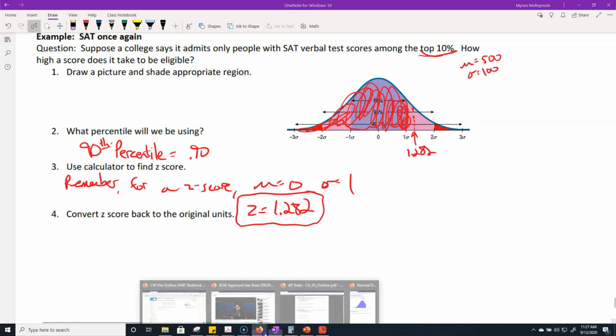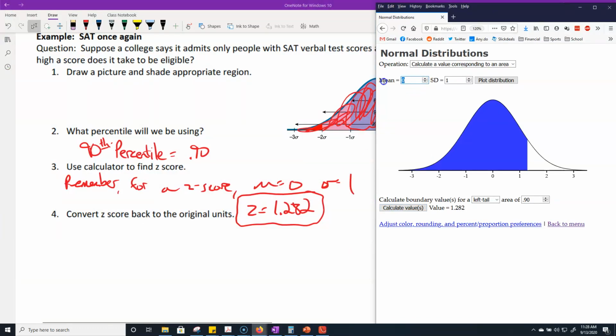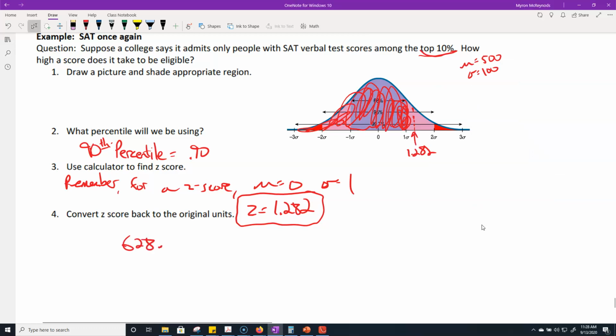Now, first we're going to do it in the calculator. So instead of doing 0, 1, where they give you the z-score, let's do it where the mean is 500 and the standard deviation is 100, like the regular score. So now I have it in terms of the SAT score, 500 and 100. What score is not greater than 90%? So 90% scored less, right? Remember, 90% of people scored less than 628.155, so 628.12 would be the score that you would need to get.